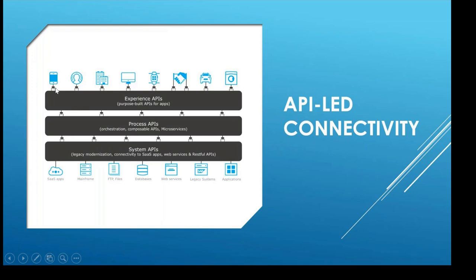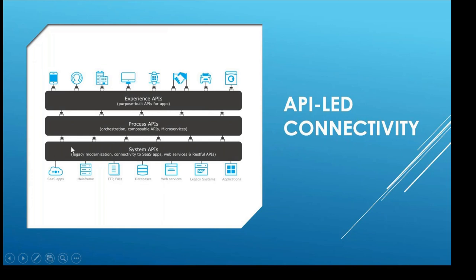So for mobile I might give a different format. In the experience APIs you don't have any kind of process or any kind of system connection. You simply transform it into XML and give it over here, or transform it into JSON or string or Java and give it over here. So experience APIs work this way.